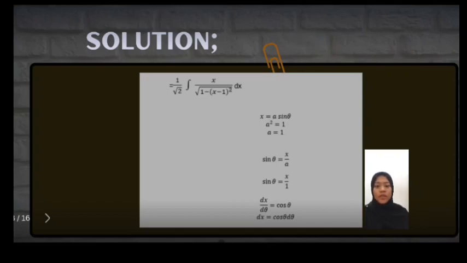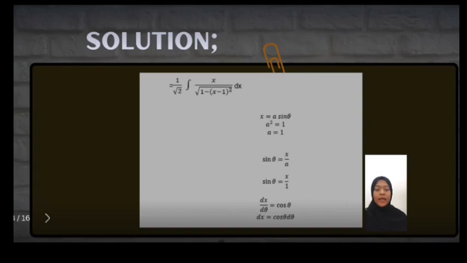From the equation that we got, we can conclude where is the a and where is the x. Looking at the denominator, we can see which one is a and which one is x. So from the equation, a squared is 1 and x squared is (x minus 1) square.